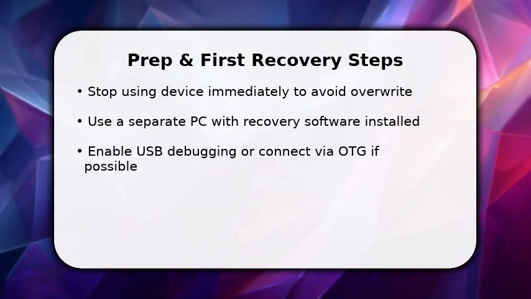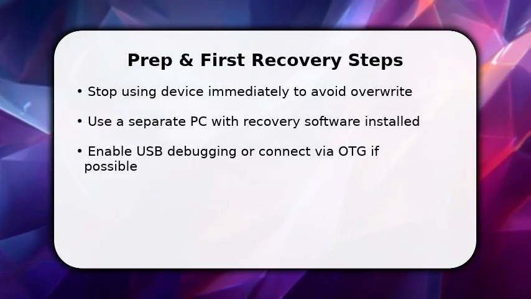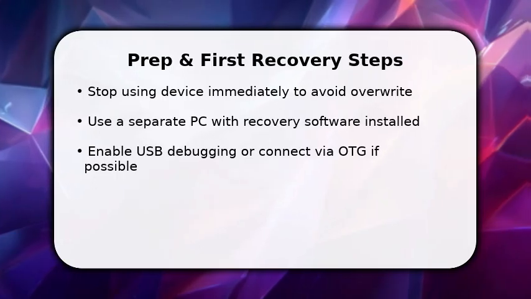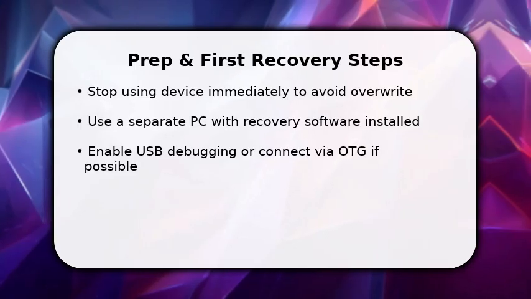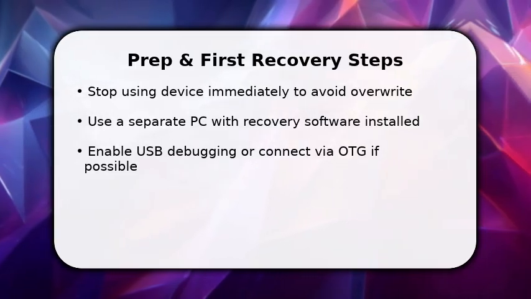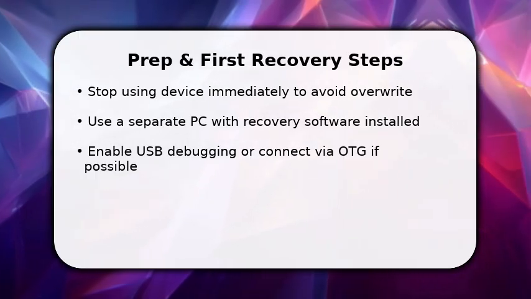You start now, power down after the reset and remove network connections to reduce writes. Connect the device to a separate computer you trust. This prevents accidental syncing. Once connected, enable USB debugging or mount storage via OTG so the machine sees raw partitions.